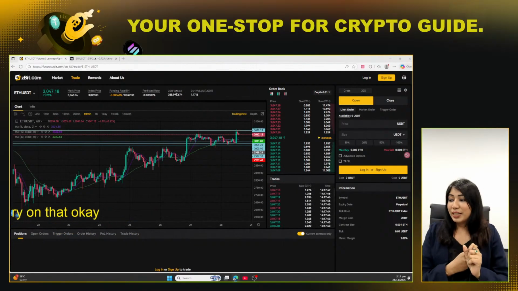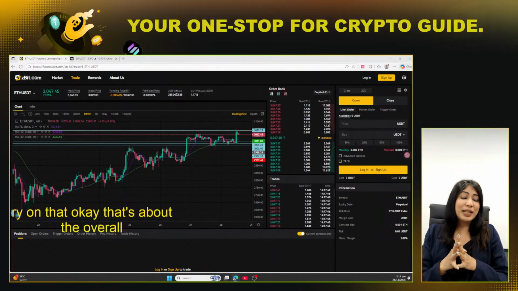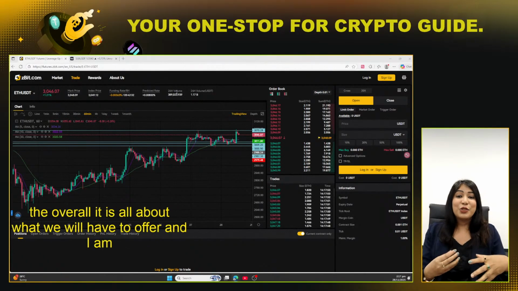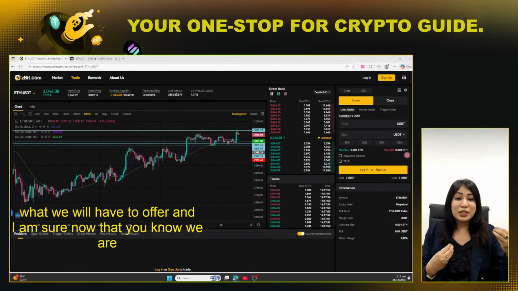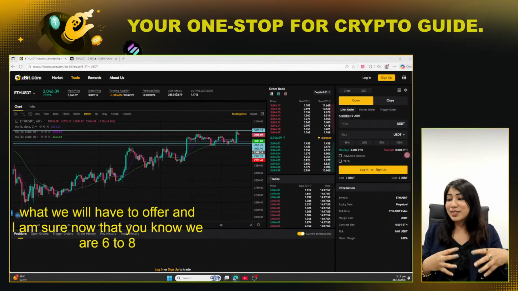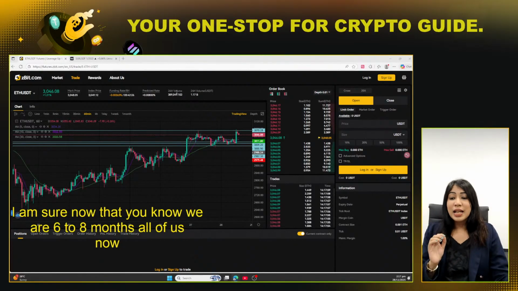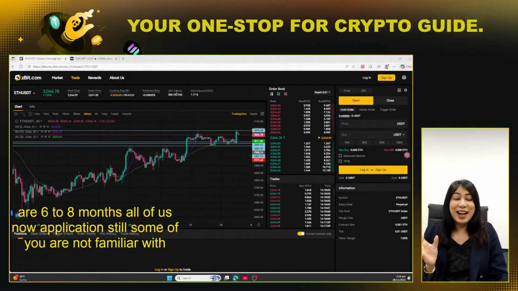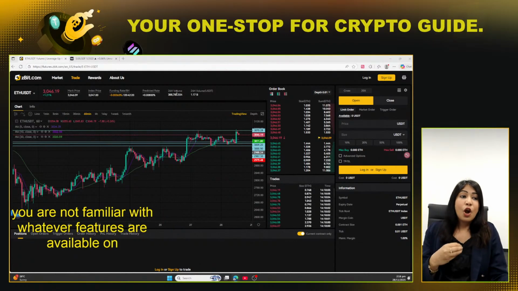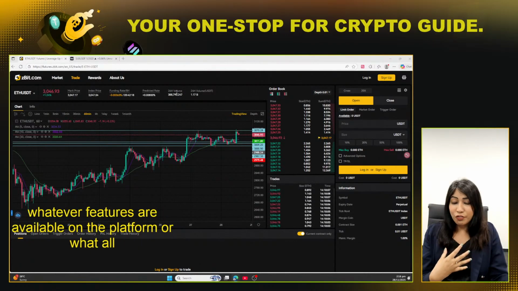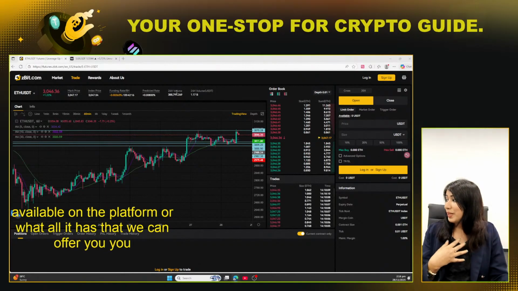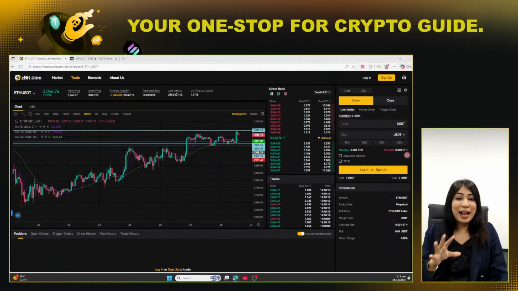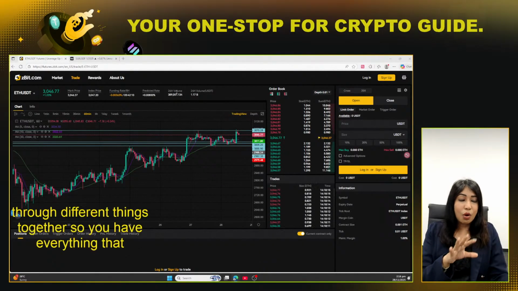Okay, that's about the overall what Zbit is all about, what Zbit has to offer. And I'm sure that now that we are past 6 to 8 months with Zbit, all of us are accustomed to and used to the application. Still, some of you are not familiar with the features available on the platform, or what all it can offer you. You can still get in touch with me.